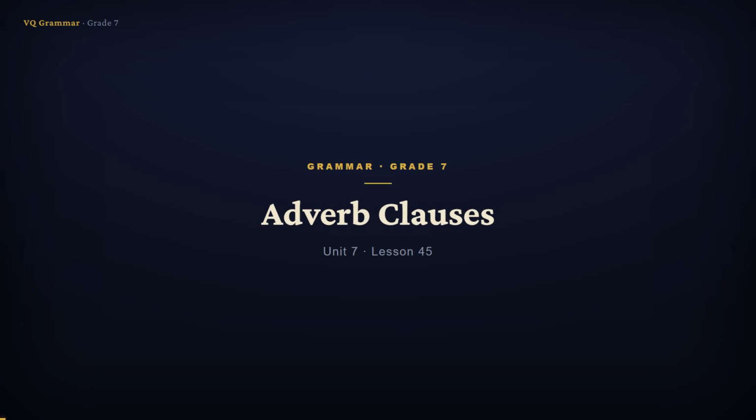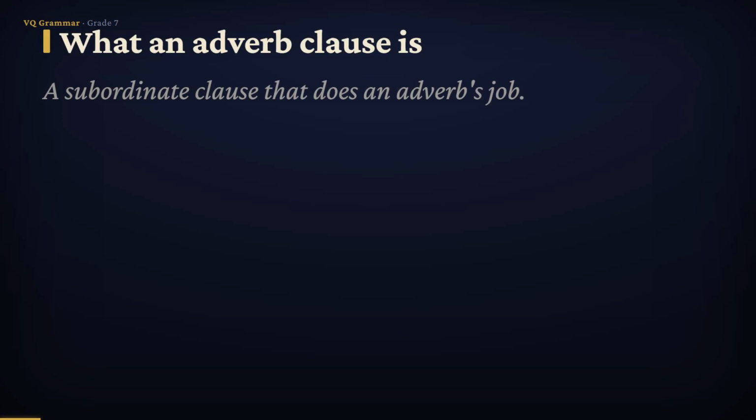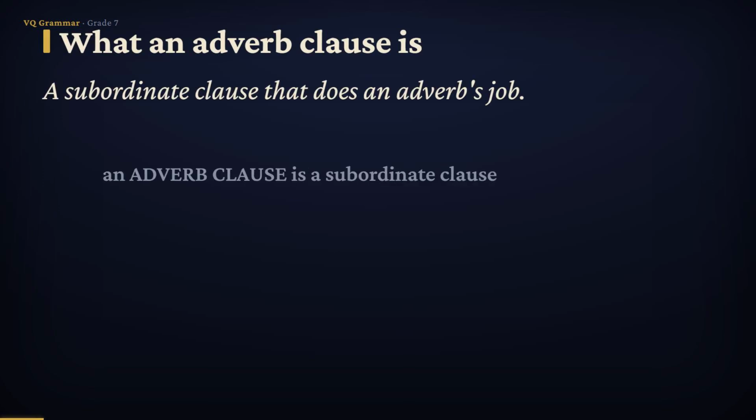This is Unit 7, Lesson 45, and our whole unit is about clauses and complex sentences. Today we meet the adverb clause, a group of words that teams up to do the exact job a single adverb does. It sounds fancy, but the idea is friendly, and by the end you'll be spotting these clauses everywhere. Let's get started. So what exactly is an adverb clause?